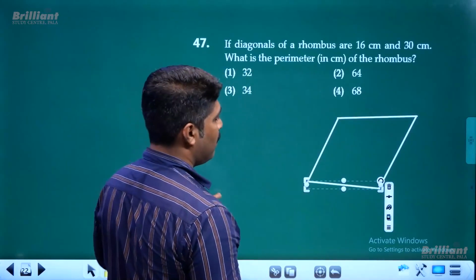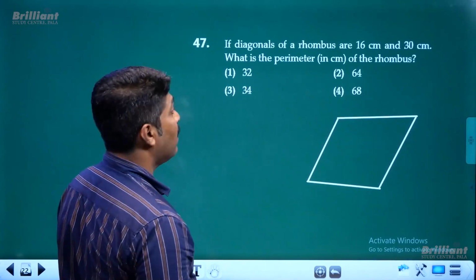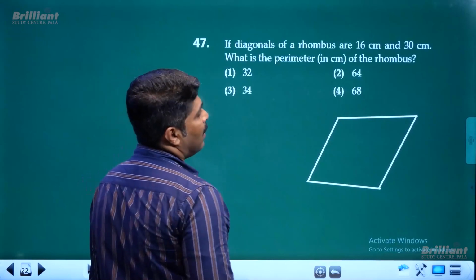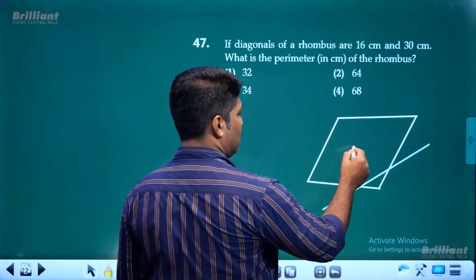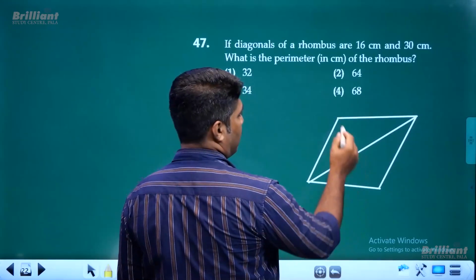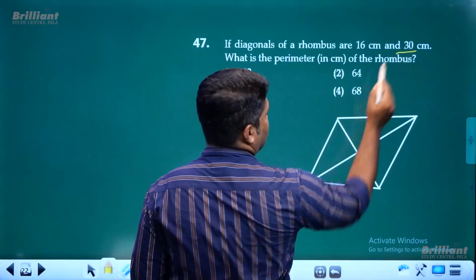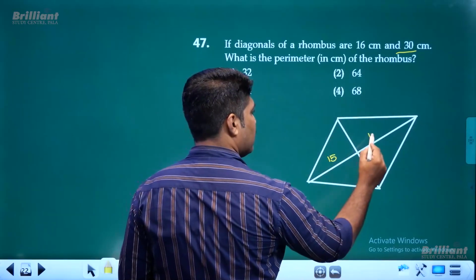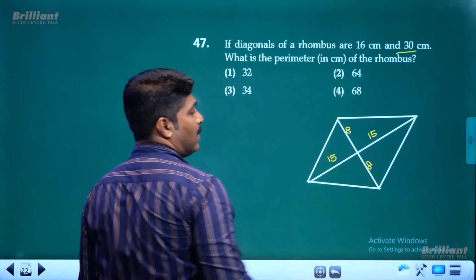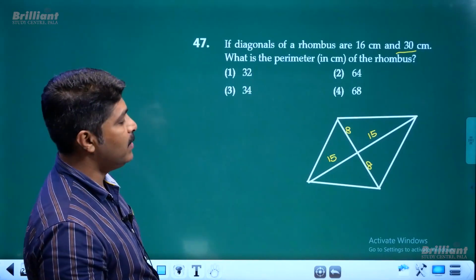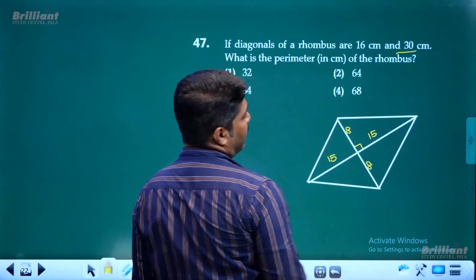Is a rhombus. Clear? So in this rhombus, its diagonals are 16 centimeter and 30 centimeter. Suppose this is 30 centimeter and this is 16 centimeter. Clear? So therefore, 30 centimeter in the sense this is 15, this length is 15. And 16 centimeter means this is 8, this is also 8. Got it? And understand, in a rhombus, the diagonals bisect each other at 90 degree.